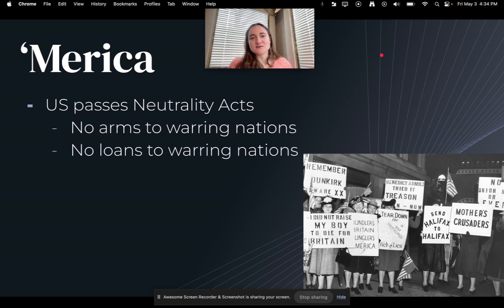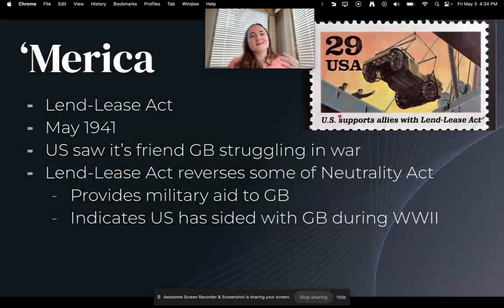So the U.S. passes the Neutrality Acts. That means that the United States did not allow itself to sell arms to warring nations, and they could not give loans to warring nations. So they could not give weapons to Great Britain or France or Germany or Italy or any of those places. But that didn't last very long.